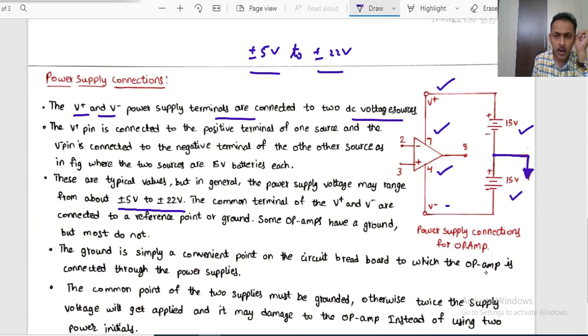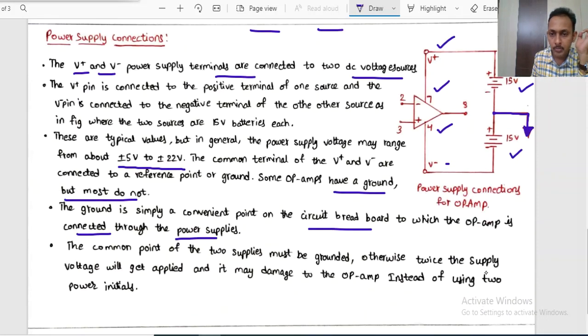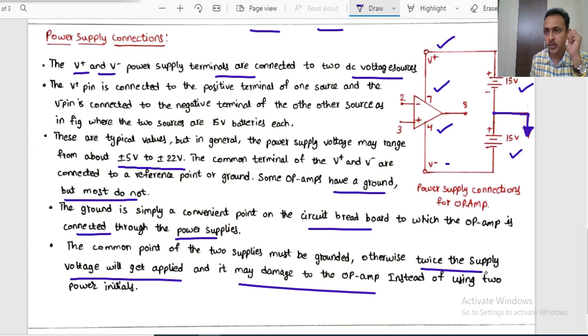Most op amps will not have a ground pin. Here the ground is simply a convenient point on the circuit breadboard to which the op amp is connected through the power supplies, and the common point of the two supplies must be grounded. Otherwise, twice the supply voltage will get applied and it is going to damage the op amp, right?